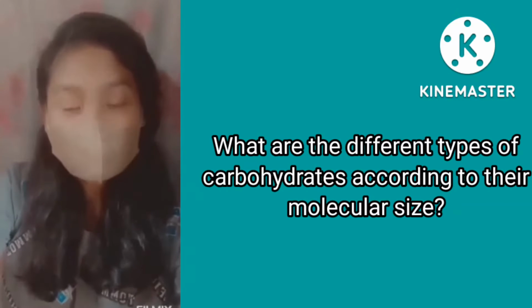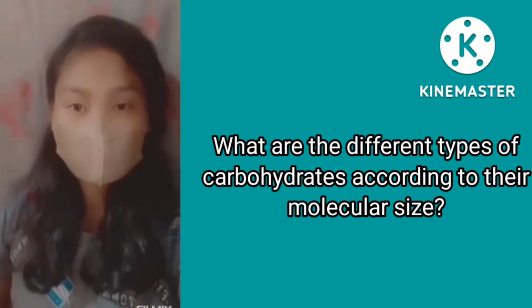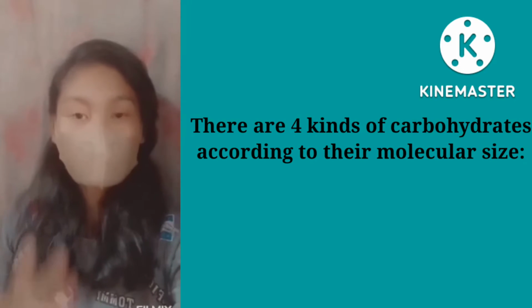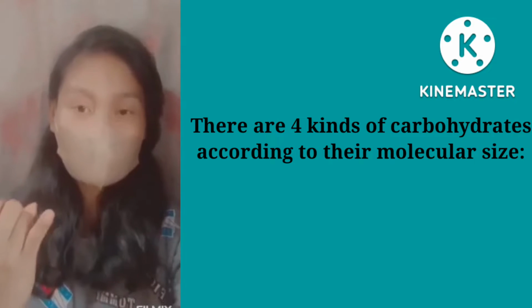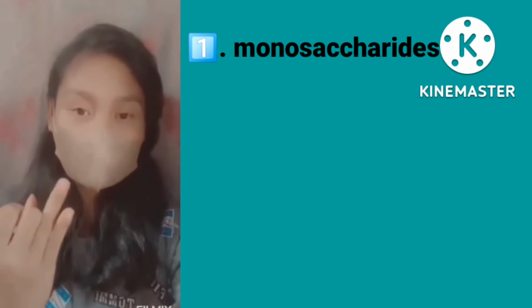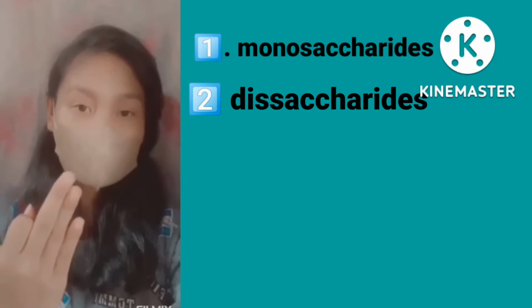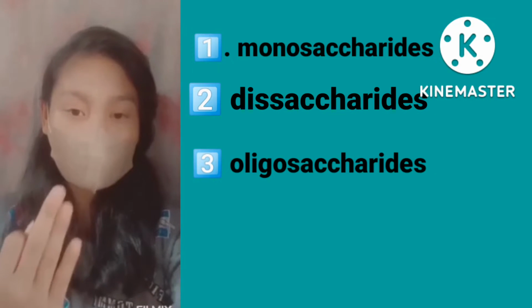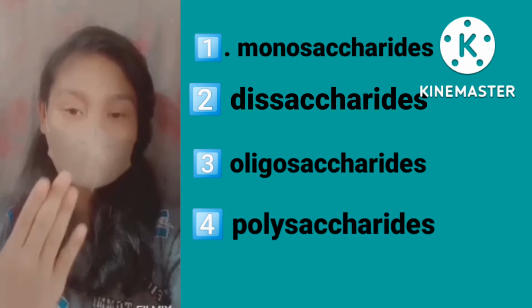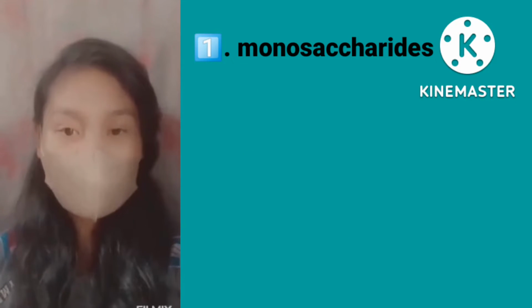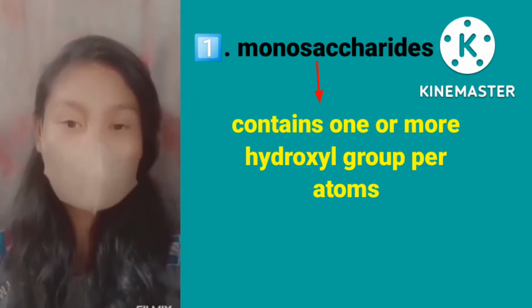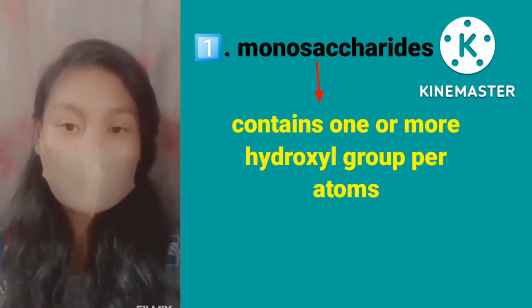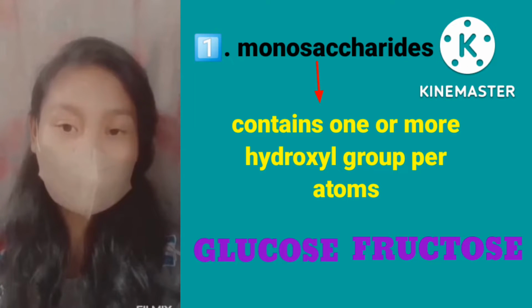What are the different types of carbohydrates according to their molecular size? Give 2 examples in each type. There are 4 kinds of carbohydrates according to their molecular size. First is the monosaccharide, second is the disaccharide, third is the oligosaccharide, and the fourth one is the polysaccharide. The first one is the monosaccharide. Monosaccharide contains 1 or more hydroxyl groups per atom. Examples are the glucose and the fructose.